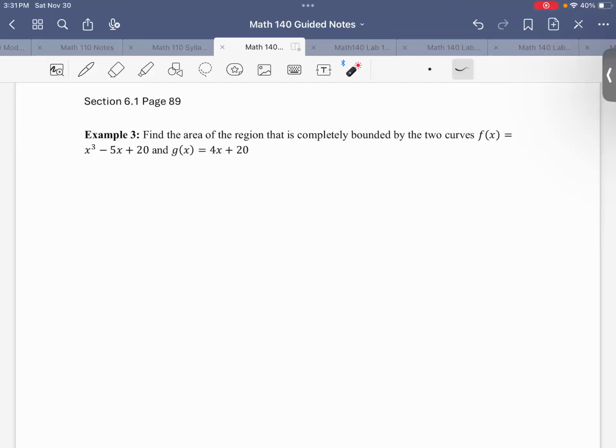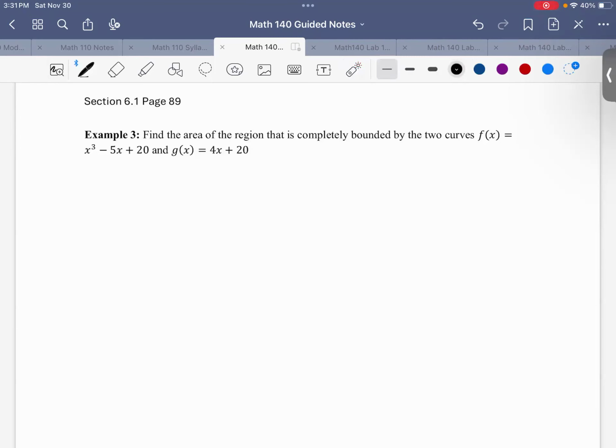Hi, everybody. Welcome back. So we're going to cover example 3 of section 6.1. This says find the area of the region that is completely bounded by the two curves, f of x equals x cubed minus 5x plus 20, and g of x equals 4x plus 20. If you notice in this example, they didn't give us any vertical lines. So how do we figure out where to integrate from?